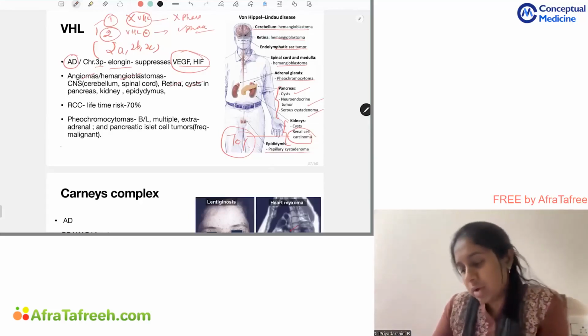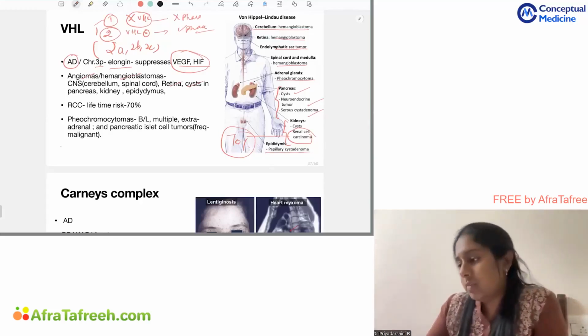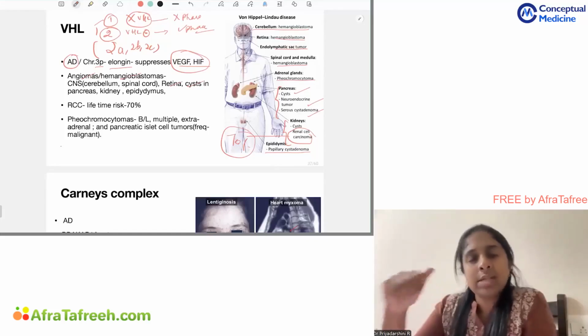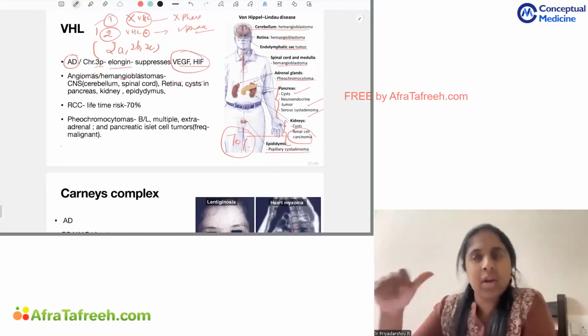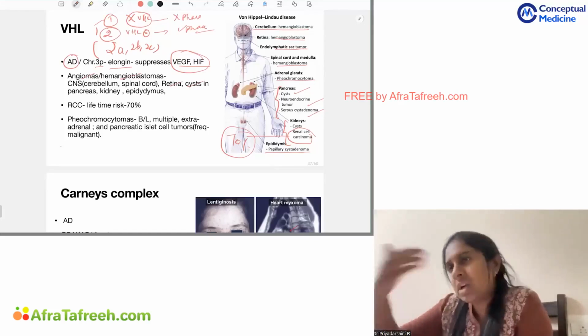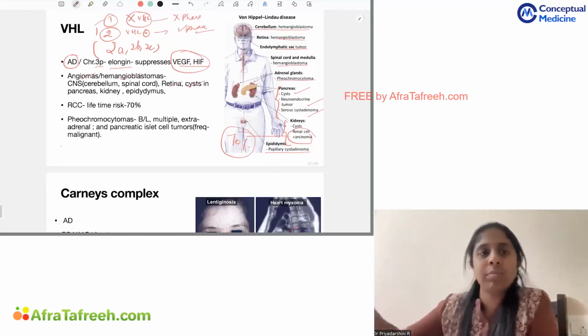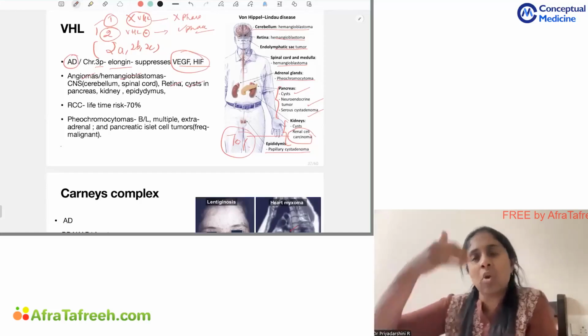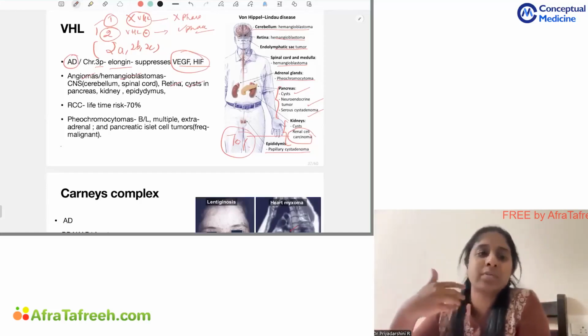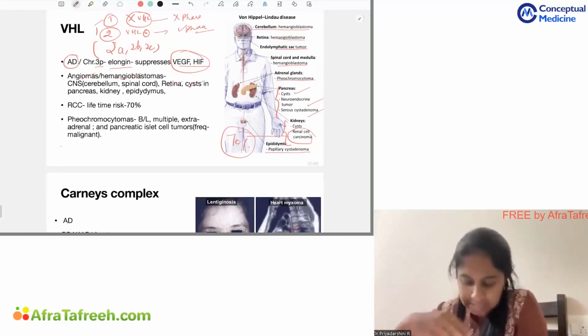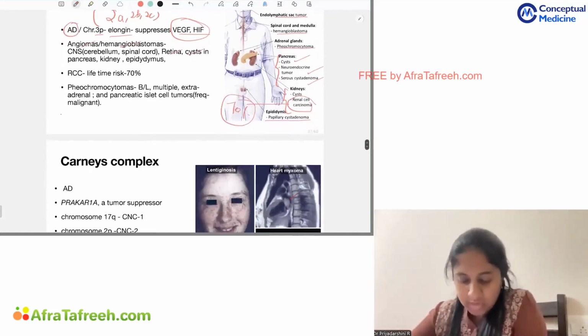So this is about VHL. Whenever VHL is being asked, four things should come into your mind. One is increased expression of VEGF and HIF. Once this comes to your mind, automatically you will tell all the other manifestations. If HIF comes, pheo will come, paraganglioma will come. If VEGF comes, a lot of hemangioblastomas, angiomas will come. And cystadenomas can also be very commonly seen. Okay. So this is about VHL.